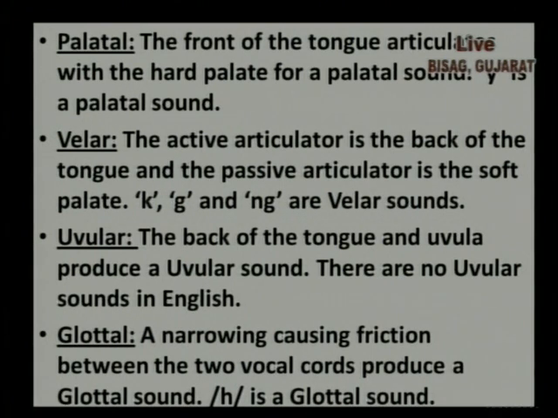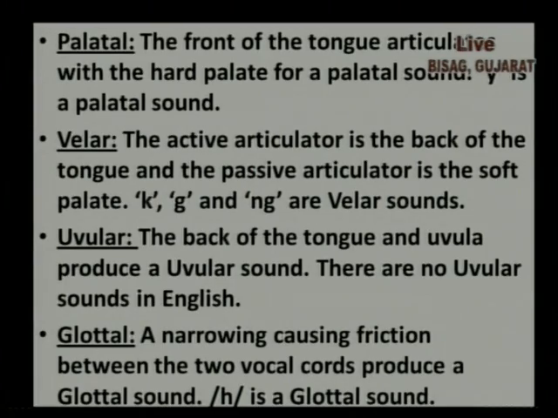So here is the velar sound, and the examples of these sounds are k, g and ng. Ng is again a nasal sound as n, and those three are the only sounds which are velar sounds in English. The examples of velar sounds, Pranay.